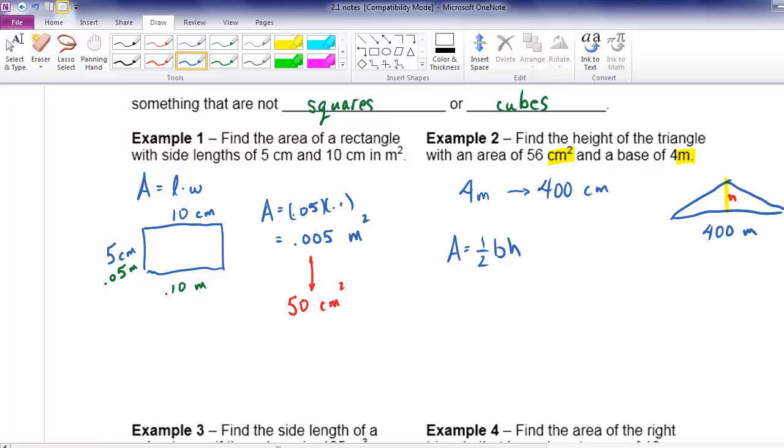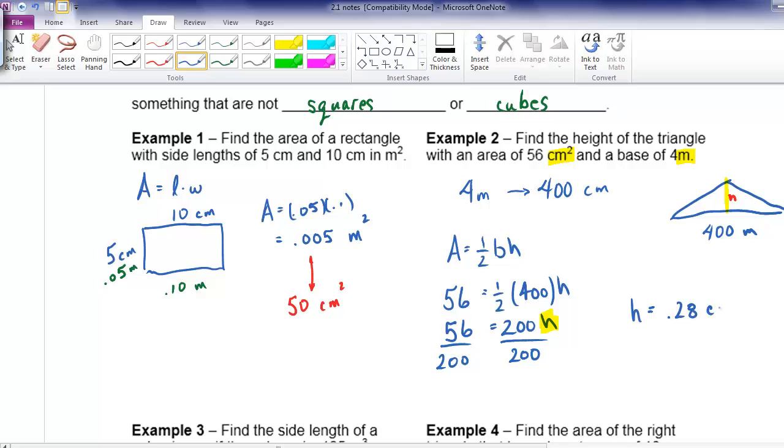So the right thing in the right spot in this question becomes, well, area is 56, 1/2 is set, my base is 400, and I want to know my height. And now I just go ahead and solve this equation, collect those terms, isolate the h. Remember, we want to figure out the height, so we undo a multiplication with a division. And when we do this on our calculator, the height is equal to 0.28 centimeters.